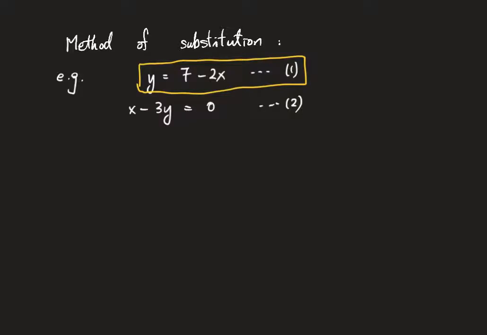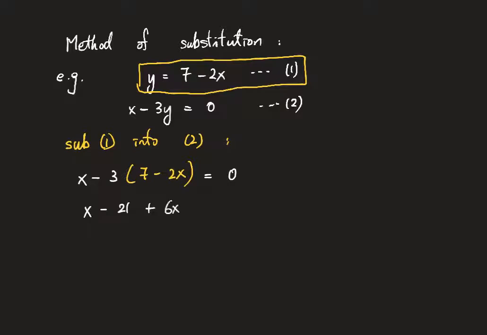I will substitute 1 into 2, and then x minus 3 times y, which is 7 minus 2x, equals 0, and then I remove the bracket. 7x will become 21 and x will become 3.